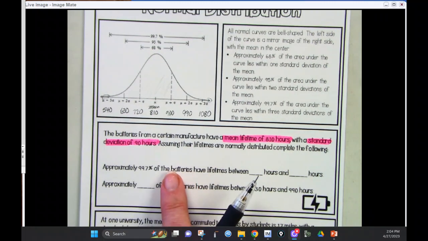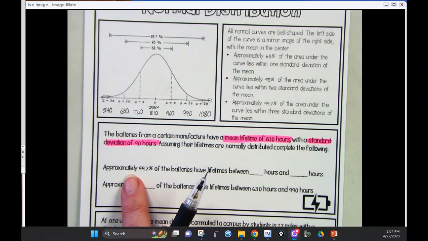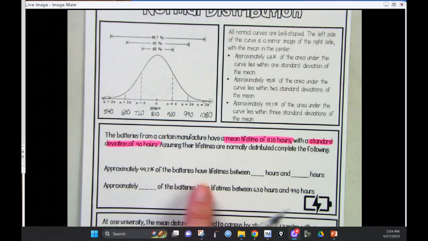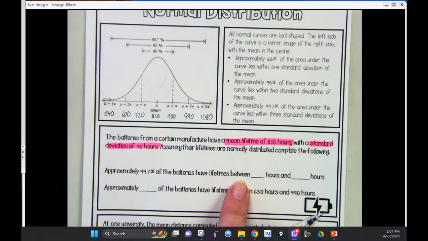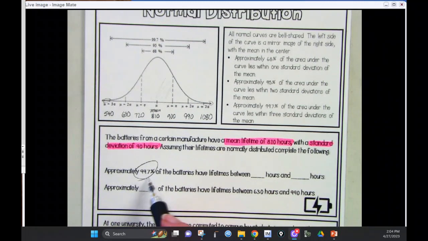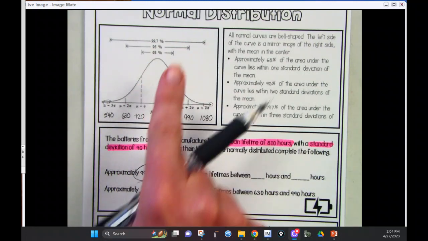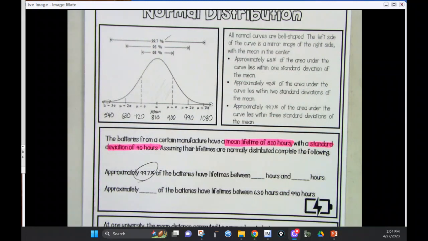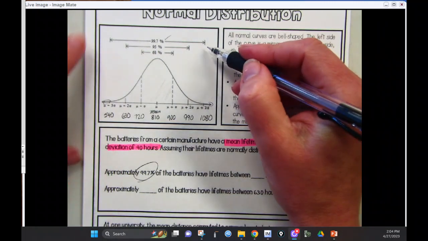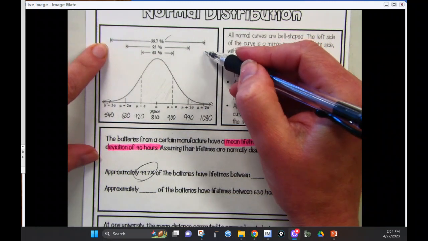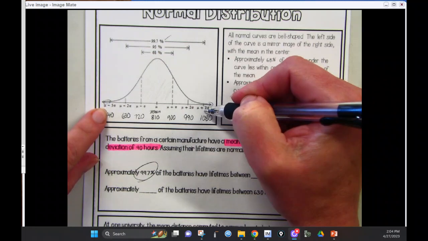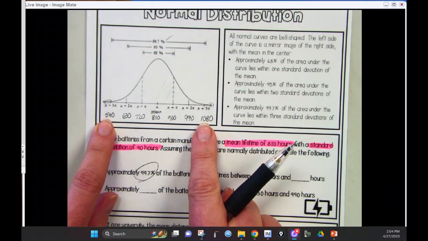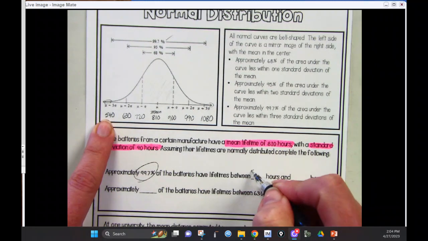Okay, so now we can answer our question. Approximately 99.7% of the batteries have lifetimes between. Do you recognize that 99.7 from anywhere in that chart right there? This guy right there, right? So I'm going to look at that window. 99.7% of my batteries have a lifespan between what? 540 and 1080.